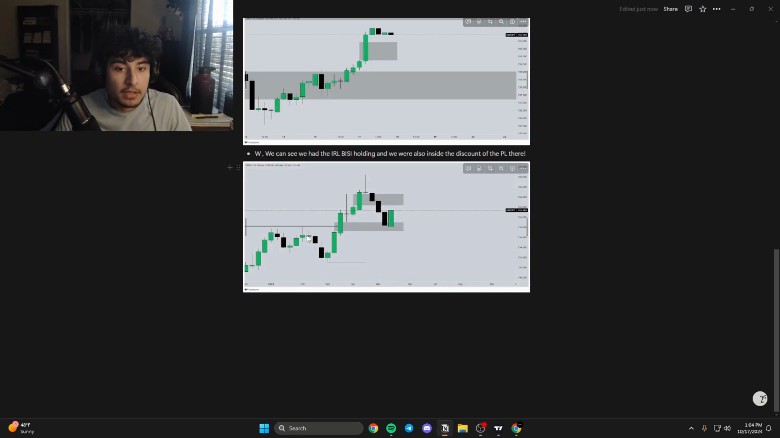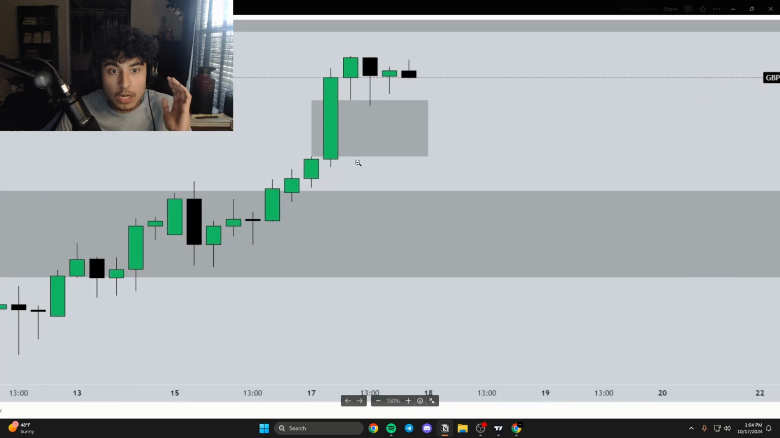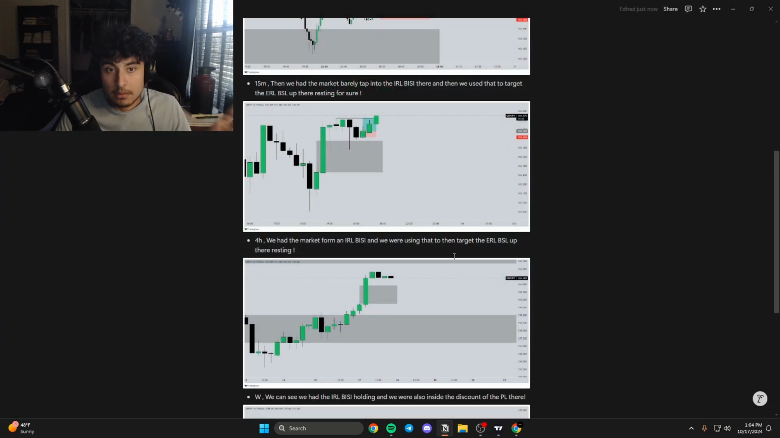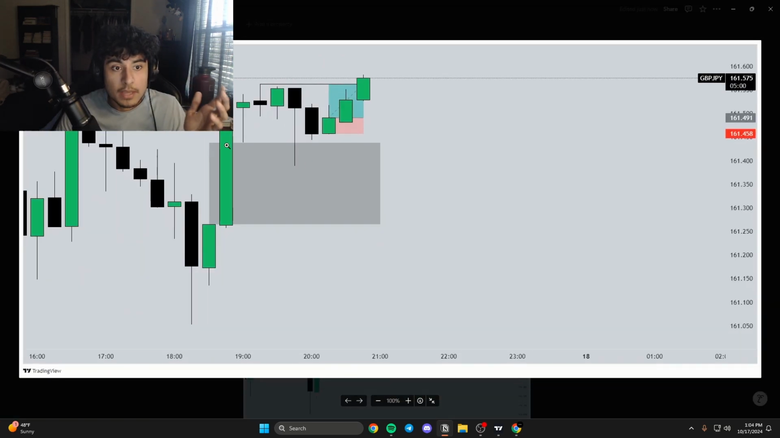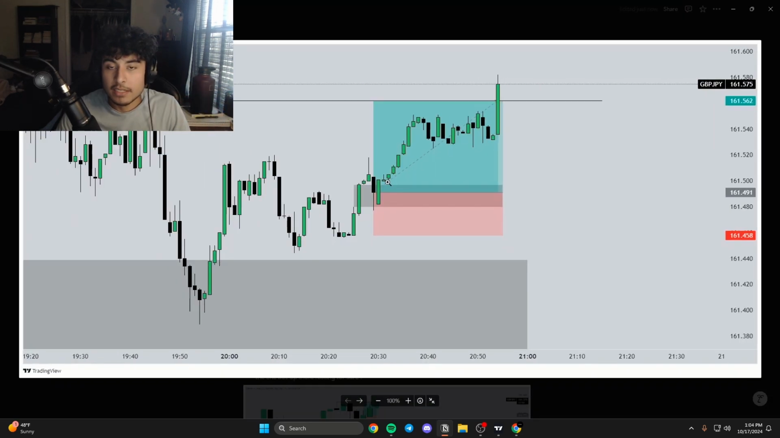Here's another trade idea. We can go over it. On the weekly, we had a weekly buy side imbalance we were delivering back up into. On the 4 hour, we had a 4 hour PDRA, which was a buy side imbalance. And then on the 15, we had a 15-minute buy side imbalance being tapped up into, and then on the 1 minute we had a 1 minute buy side imbalance. So you can see that there.